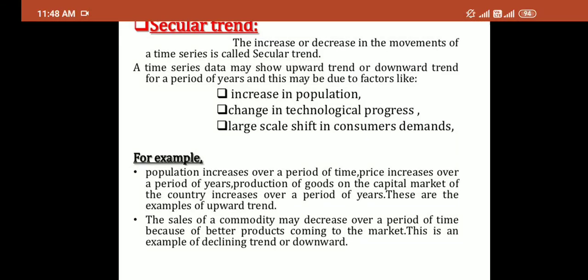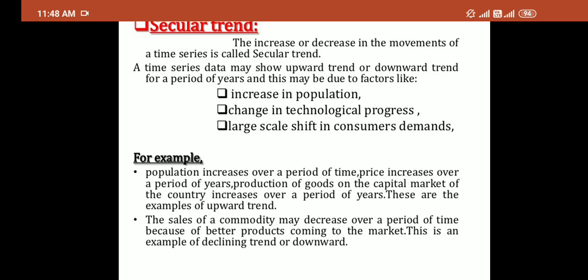Good morning. In the previous class, we discussed the concept and meaning of time series, the definition of time series, the mathematical formulation of the time series, and the utility of the time series.